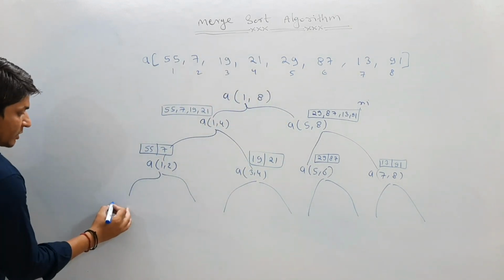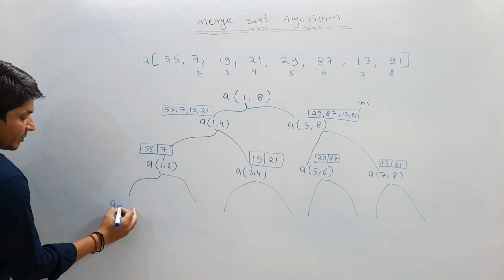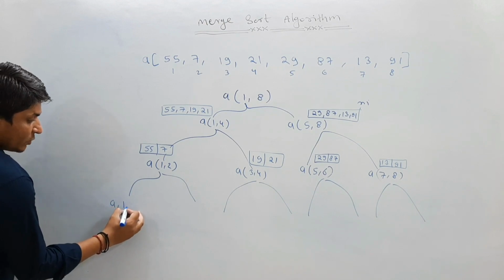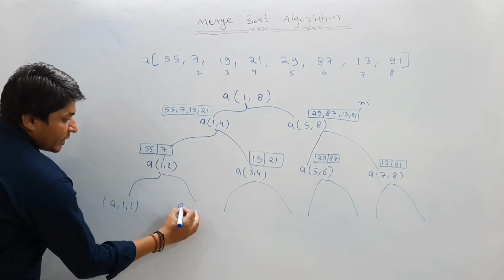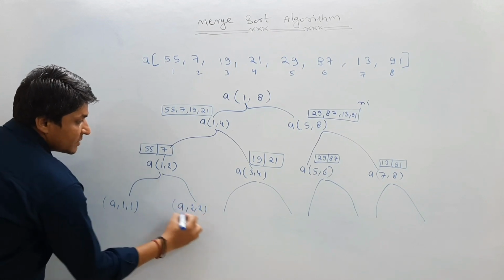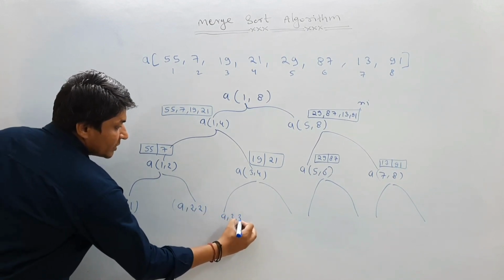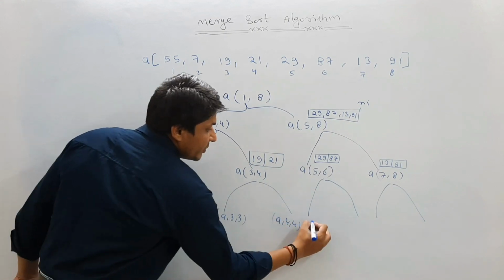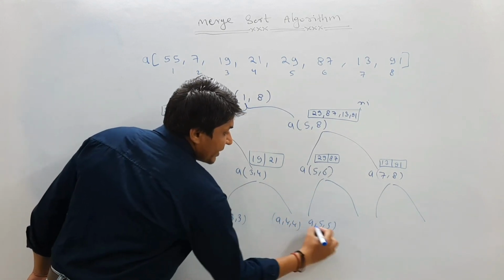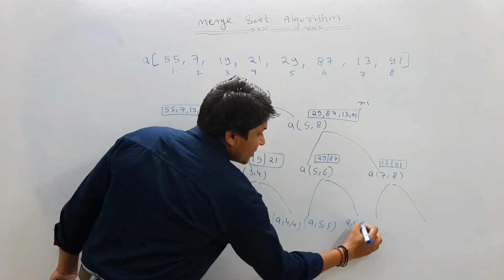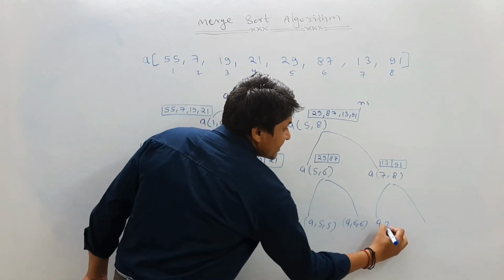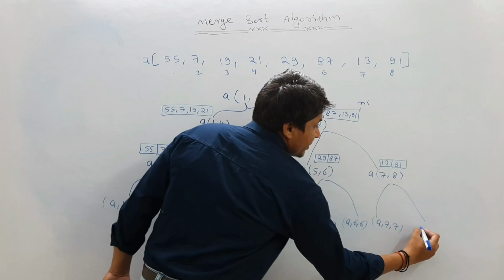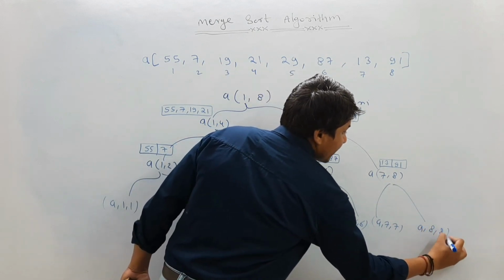So see, this is nothing but it will contain 1 element. So 1 to 1. Now this would be a comma 2 comma 2, and this would be a comma 3 comma 3, and it would be a 4 comma 4, and this would be a comma 5 comma 5, and this would be a 6 comma 6, and this would be a 7 comma 7, and this would be a 8 comma 8. Correct?